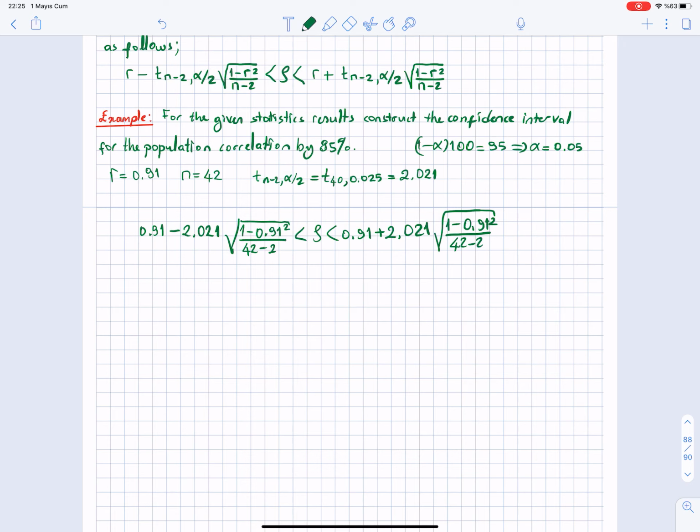Let's see, we will have a surprising result, I guess. I'm expecting the lower bound to be a surprising result. Let me get the lower bound first. Calculate the lower bound: 2.021 times 1 minus 0.91 squared divided by 42 minus 2. Okay, the lower bound is 0.7775.